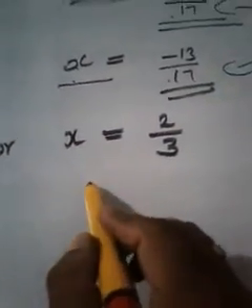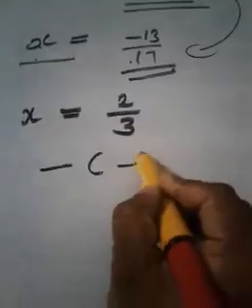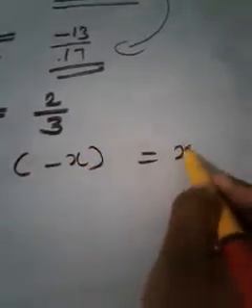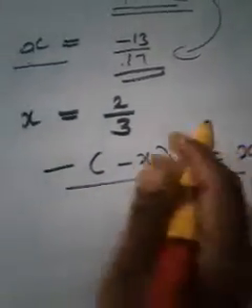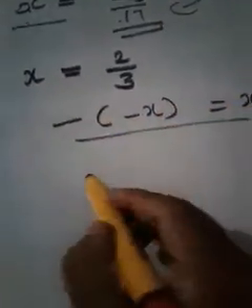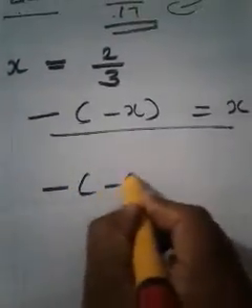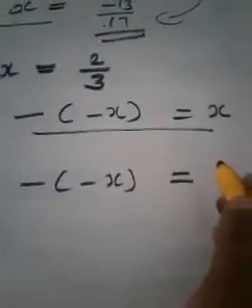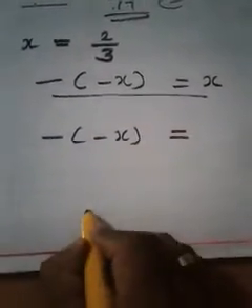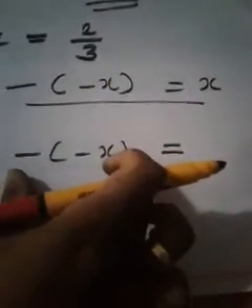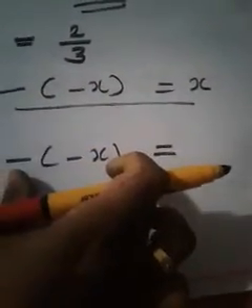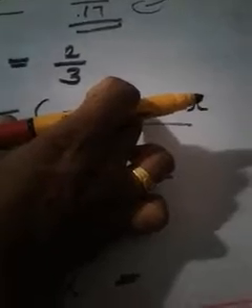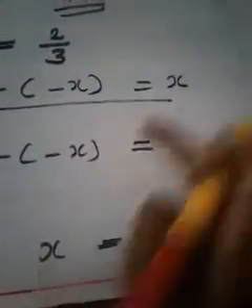Okay, what do I have to show? I have to show that minus of minus x is equal to x. So how can we show it? Just take this LHS part. What is that? Minus of minus x. Let us find it out first, and after finding that we have to calculate x also. This minus of minus x came from the left hand side, and this x came from the right hand side.